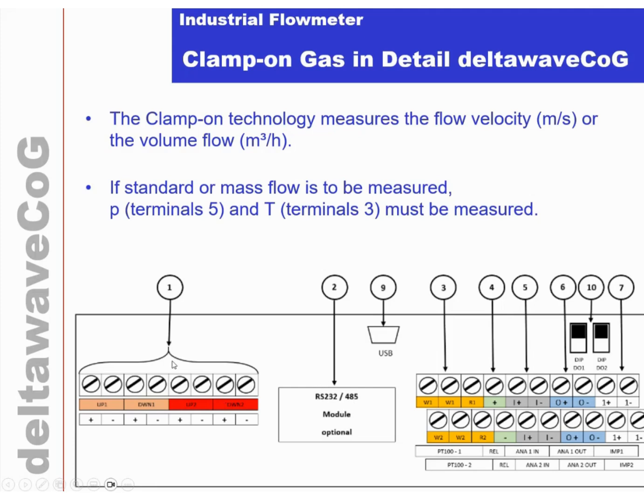Okay, this is the cable room of the clamp-on flow meter. This is for the transducer. In this case, it's a dual channel flow meter, channel 1 and channel 2. We have two PT100 inputs. We have one relay for alerts or for counting pulses. We have two analog inputs for pressure or for temperature. We have two analog outputs. We have two pulse outputs. And we have the possibility here to set up any type of digital communication, such as Modbus, Mbus, or whatever. And we have a USB interface for setting up the meter and reading out the data logger.